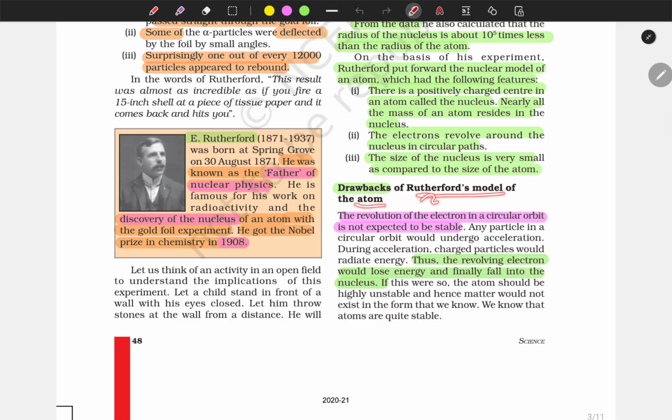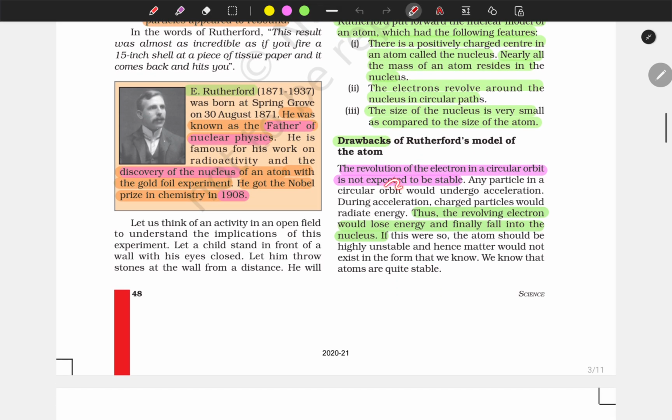There are also some drawbacks of this model. What are these? Revolution of the electron in a circular path is not accepted to be stable. Any particle in a circular orbit would undergo acceleration. During acceleration, a charged particle would radiate energy. Thus, the revolving electron would lose energy and finally fall into the nucleus.